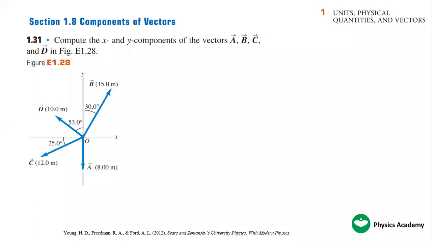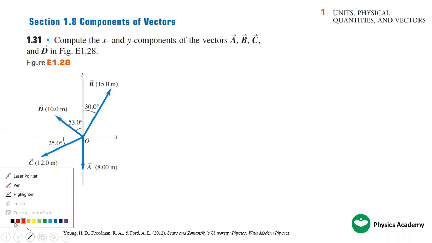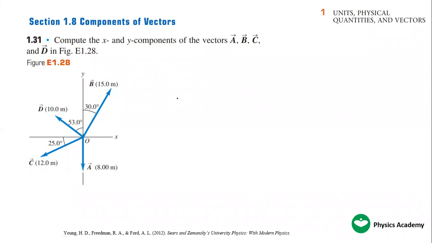So good day, everyone. Today we're going to answer exercise 1.31 under chapter 1, which is units, physical quantities, and vectors. This is under section 1.8, components of vectors. The problem says that you are asked to compute the x and y components of the vectors A, B, C, and D in figure E1.28. So that's the problem. That's what we're going to answer.